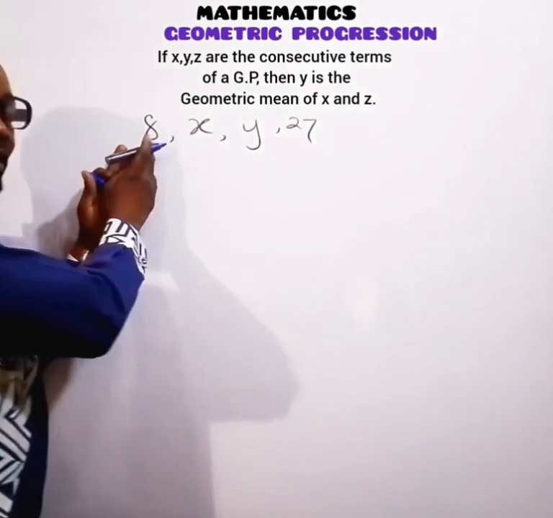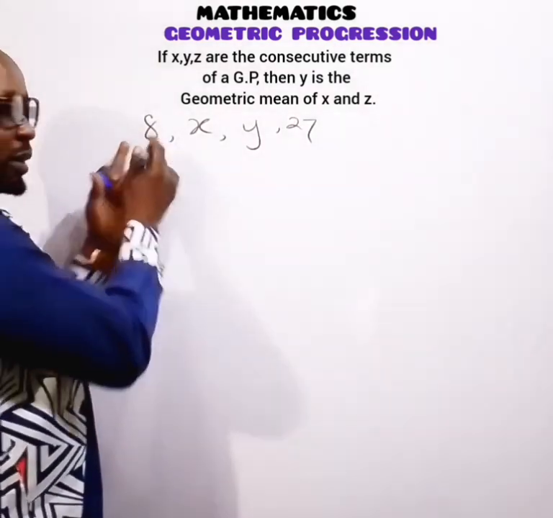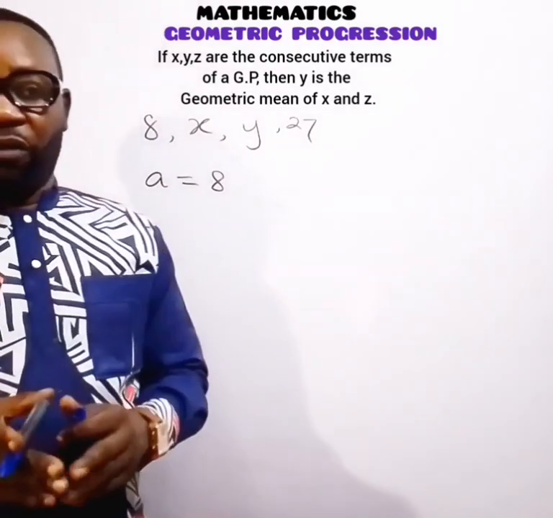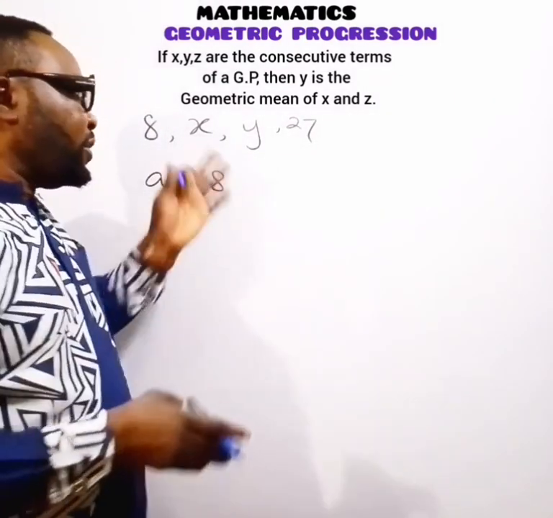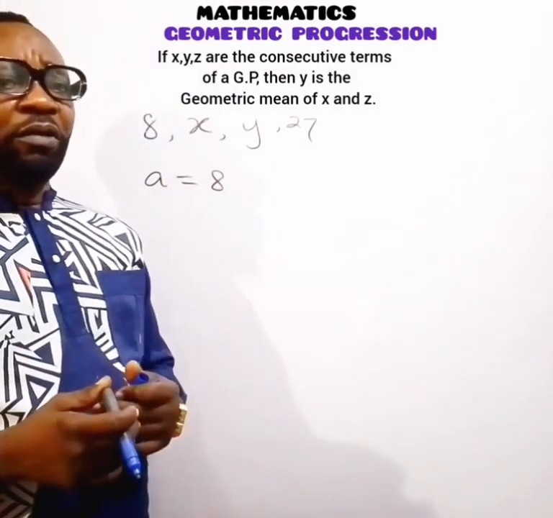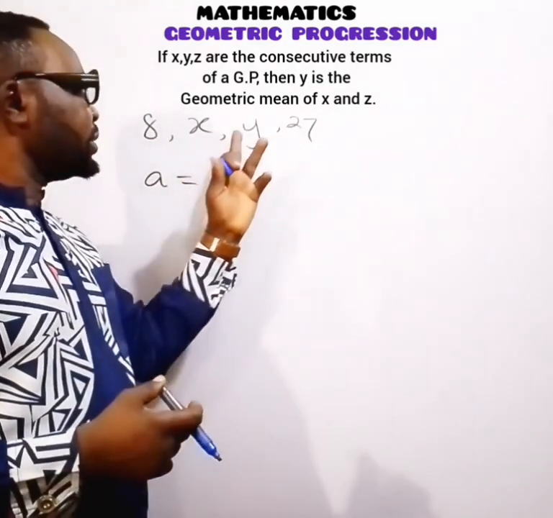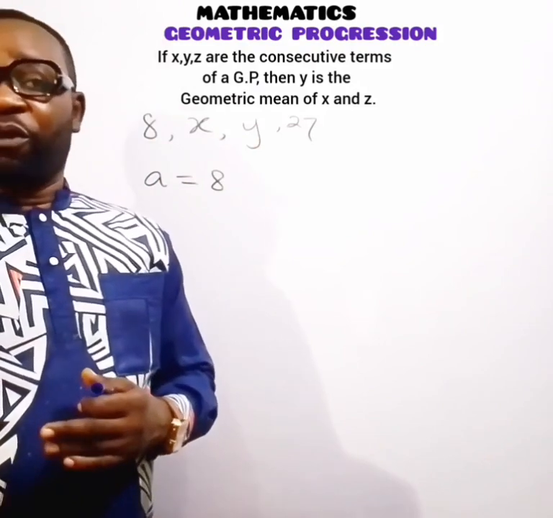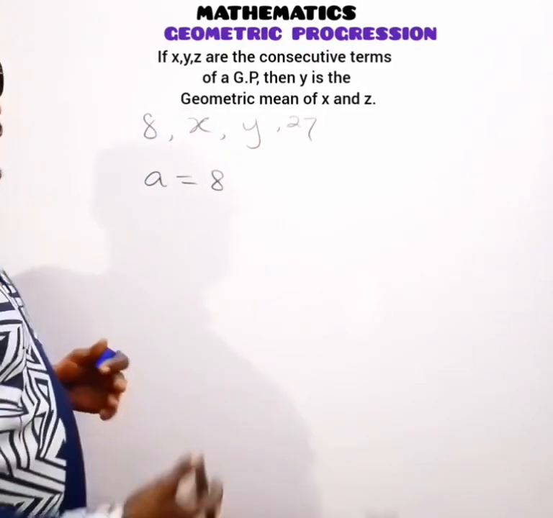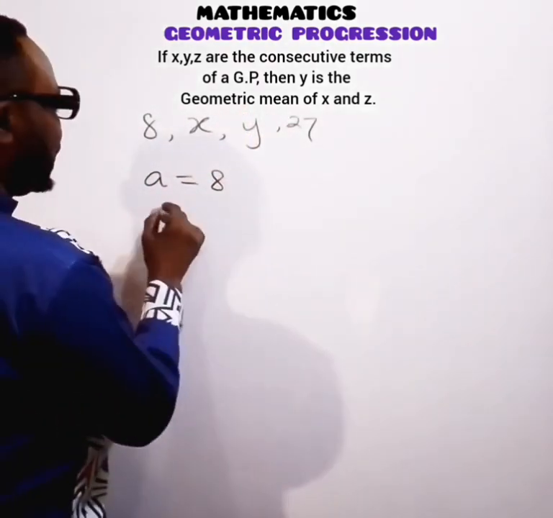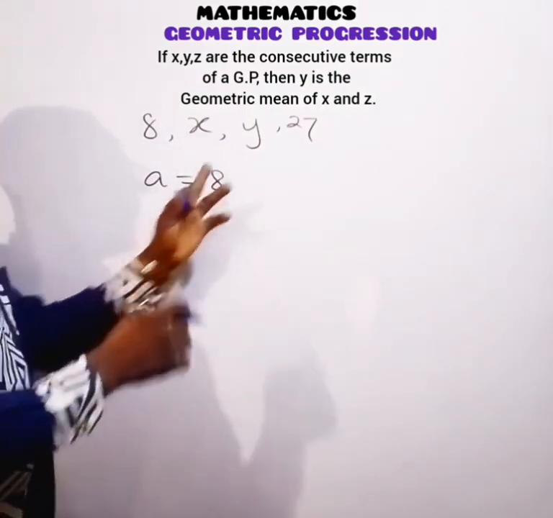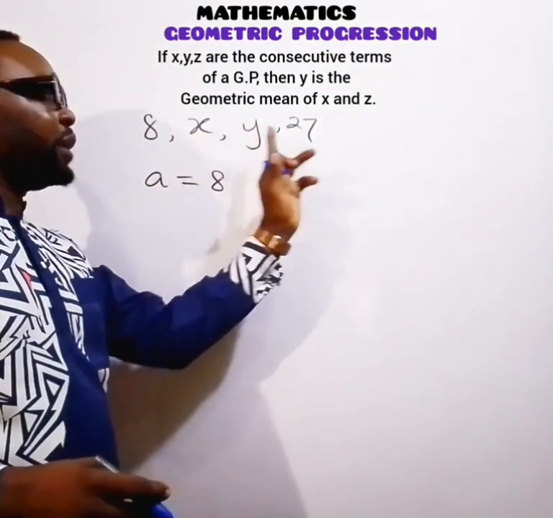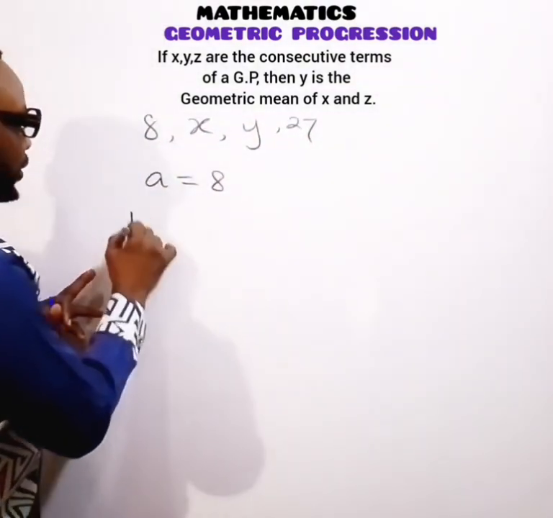So since this is the first term, we have a is equal to 8. We do not know the value of a common ratio, but we have another term there, which is what? This is the first, second, third, fourth. Since those terms are consecutive terms, they follow one another in that order. We can now say that, which term is this? This is the fourth term. 1, 2, 3, 4. That is the fourth term.